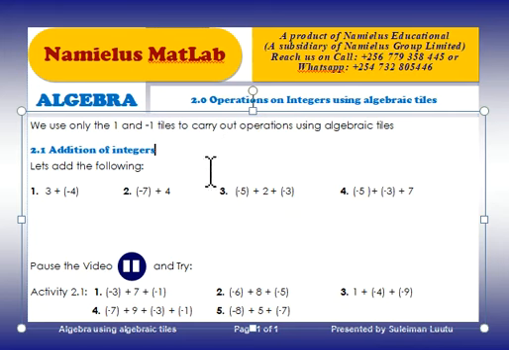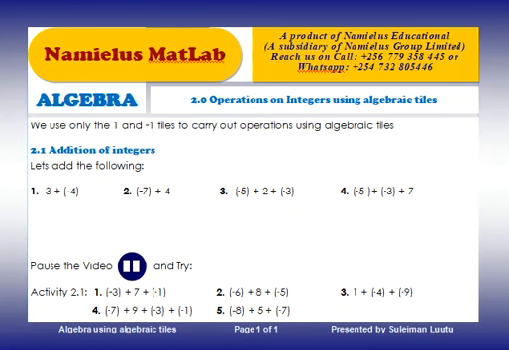So in this, our first case, we are going to look at 2.1, that is addition of integers. So let's add the following. For example, number 1, we have 3, which is positive, plus -4. We get the 3, which is this, and then we add the -4. This is -4. As you can see here, that's -4.